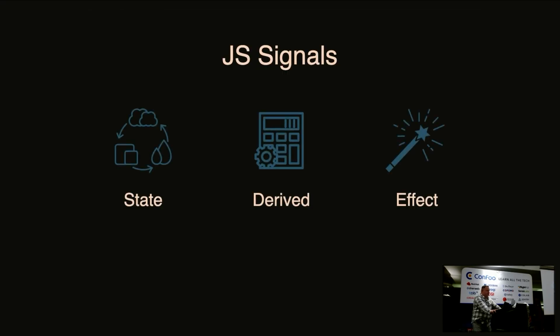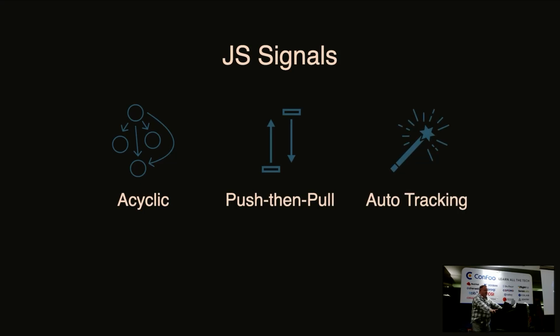So those are the three things, the properties of a signal: the state, they have the derived, they have an effect. Some other properties that are important, though, are they're an acyclic graph. So generally, you're going to have your state in a graph, an acyclic directed graph, or what is that? Directed acyclic graph? DAG. DAG. I love DAGs. Big DAGs. Never mind. That's a weird reference. They're push then pull, which we can get into a while, and they have this auto tracking property that kind of makes them interesting.